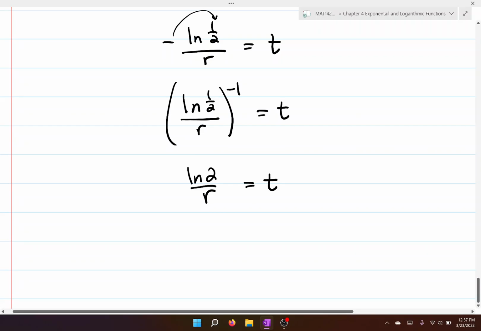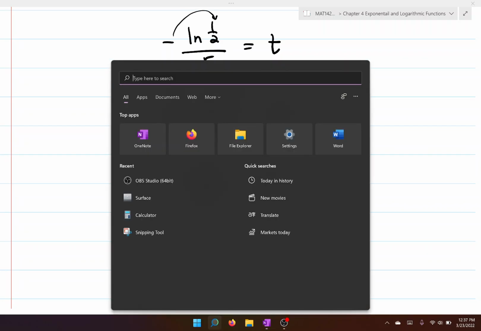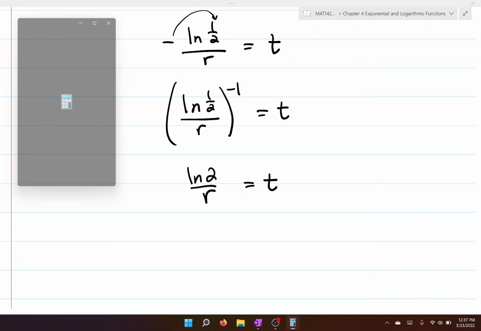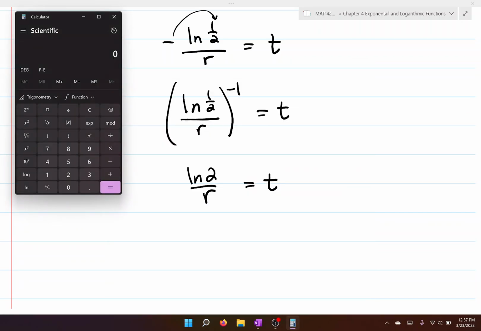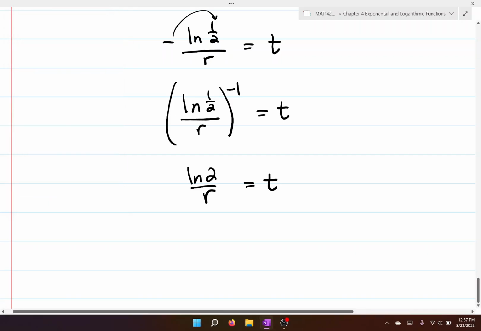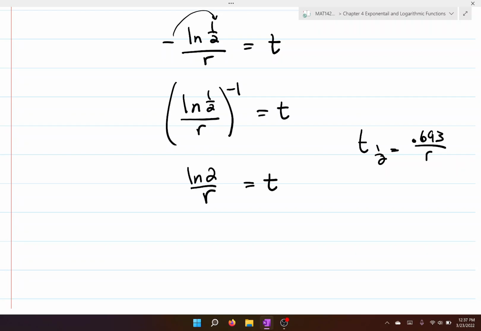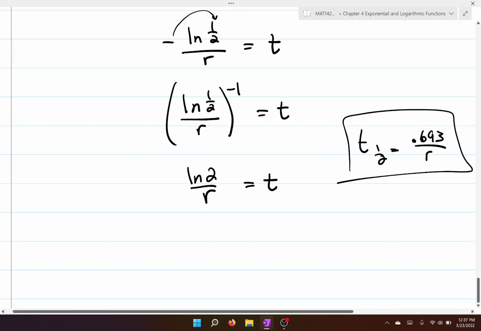All right? And if you get out a calculator real quick, put it in scientific mode. If you have 2 and you want to find the ln, it's 0.693. So if you've ever looked this up in textbooks, the half-life of something is always 0.693 divided by the rate at which it decays. Like I said, you can look that up in a book. Normally you see it in a chemistry book or something like that, but that's what it is.